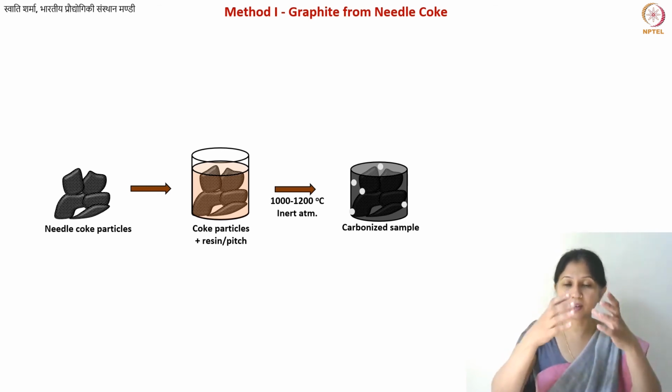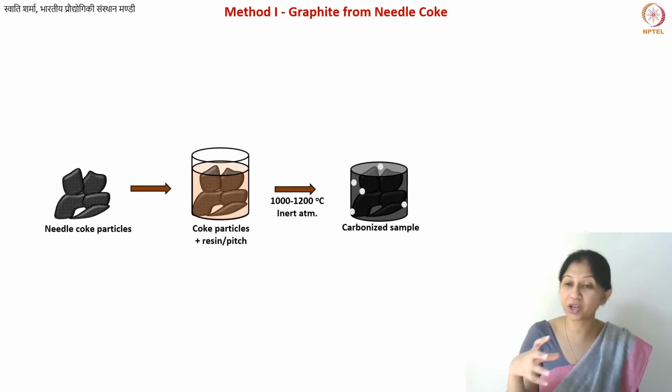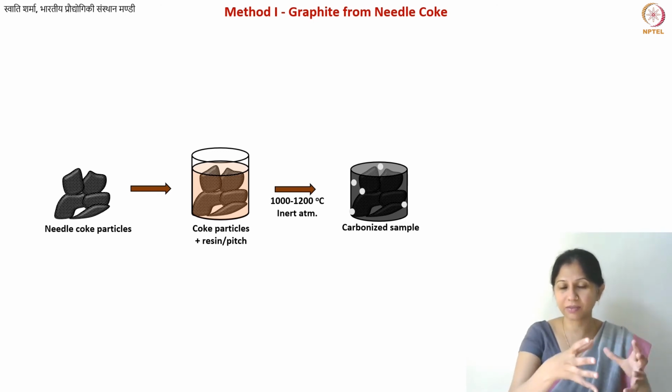So you will give it a certain shape. You mix your coke particles with your resin or pitch. Sometimes instead of resin you can also use pitch. It depends on which type of pitch and also the viscosity of the pitch. If it is optimum, then you can also use it, because you will need a certain liquid to give it a shape.